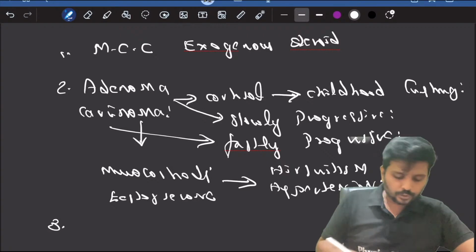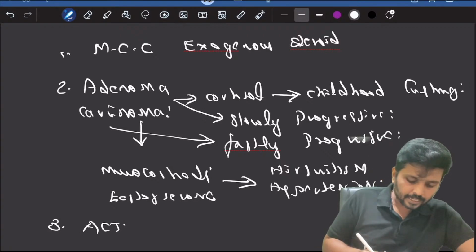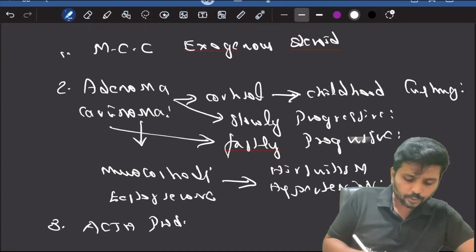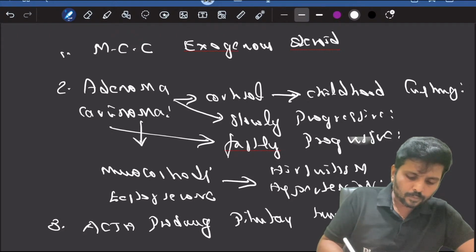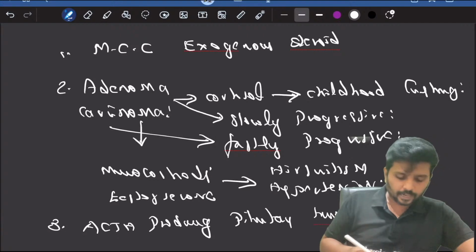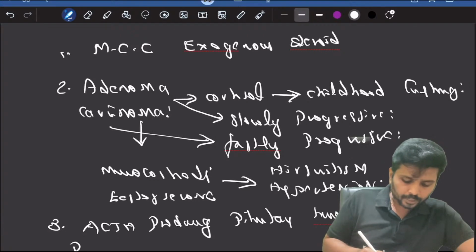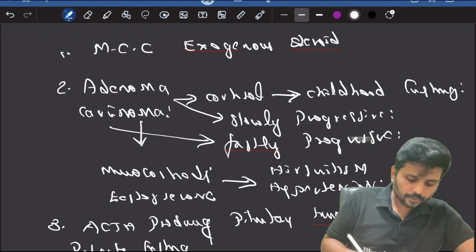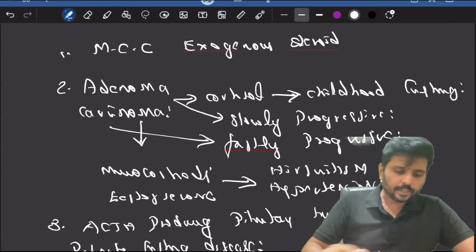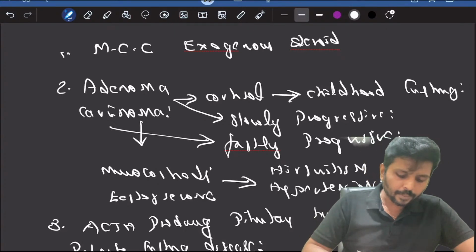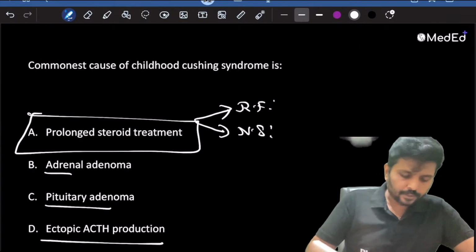The third most common cause is ACTH producing pituitary tumor. It most often occurs during puberty, and it is called Cushing's disease. Remember, it is called Cushing's disease.